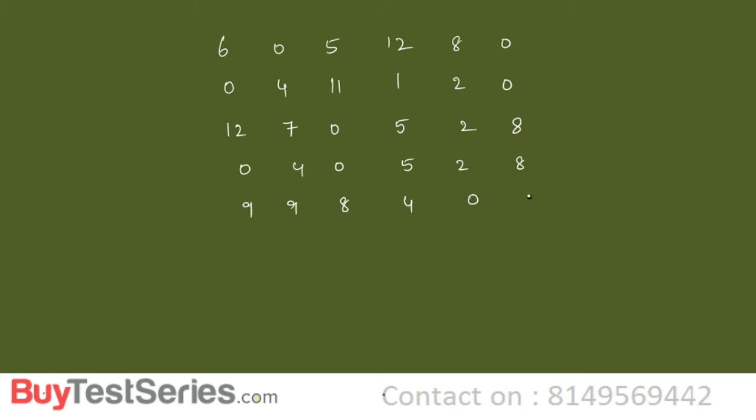Now let's repeat the same matrix. 6, 0, 5, 12, 8, 0, 0, 4, 11, 1, 2, 0, 12, 7, 0, 5, 2, 8, 0, 4, 0, 5, 2, 8, 9, 9, 8, 4, 0, 9, 4, 0, 0, 0, 0, 2.